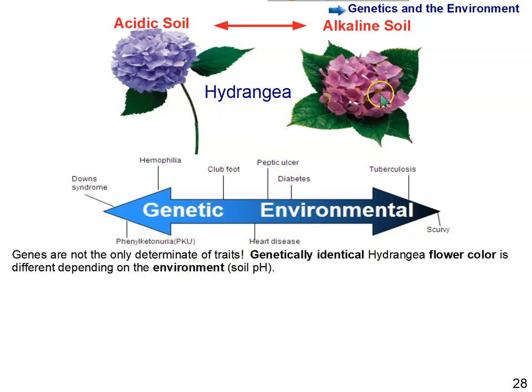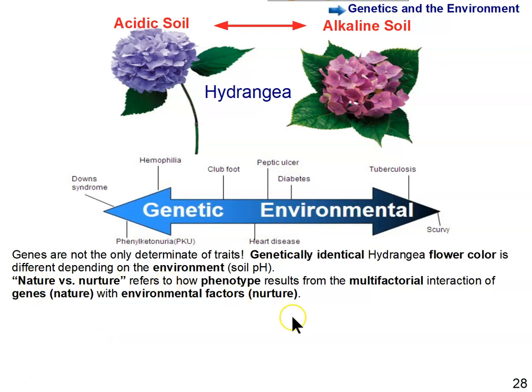So no matter what their nature, meaning their genetics, their nurture, their environment that nurtured them has caused them to be different from each other. So again, nature versus nurture refers to how phenotype results from the multifactorial interaction. I know that's a big word, but multifactorial, just more than just genetics, right? Both genetics and the environment are factors that are working together and interacting with each other to produce the phenotype that we see in the individuals.